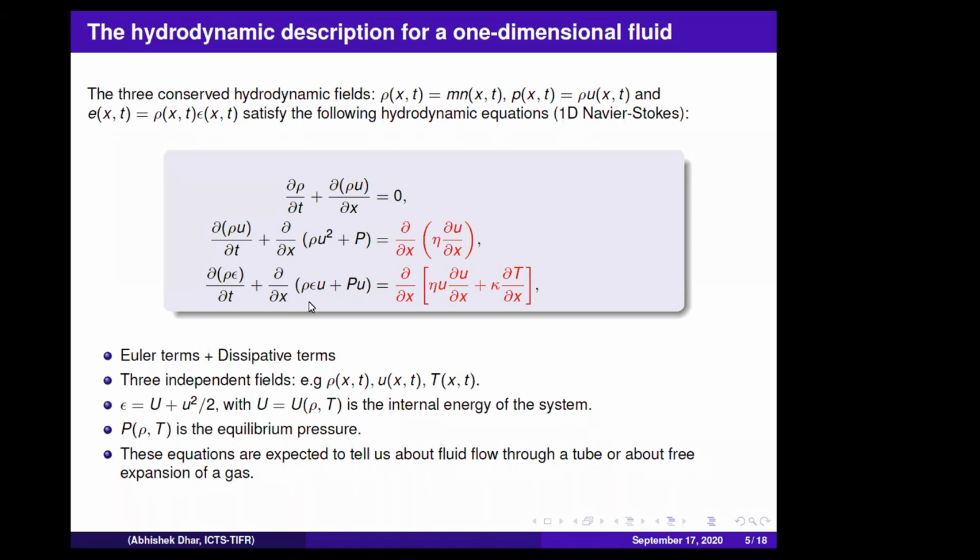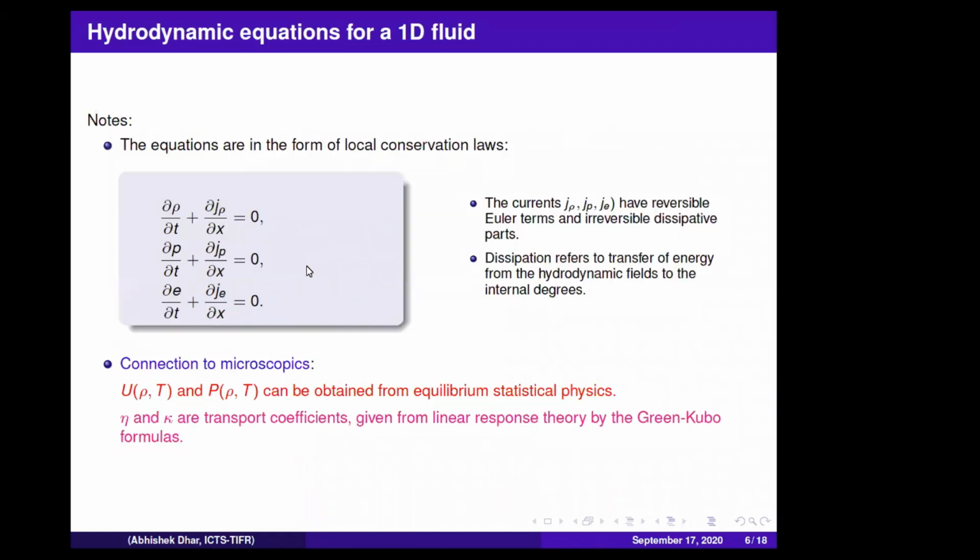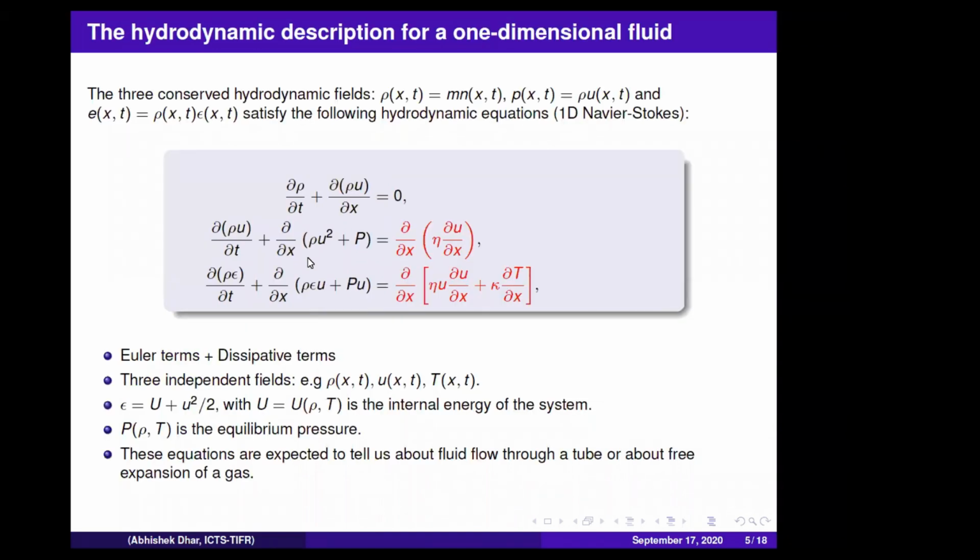Okay, and the structure of these hydrodynamic equations typically is that there are two kinds of terms. These three terms are what are known as Euler terms, and then there are these other terms which involve eta, which is the viscosity, and kappa, which is the thermal conductivity of the material. Okay, so these are called dissipative terms. So these are the two. This is the structure of the usual hydrodynamic equations: there are so-called Euler terms, and there are these dissipative terms.